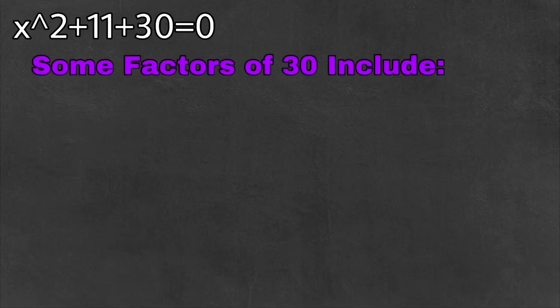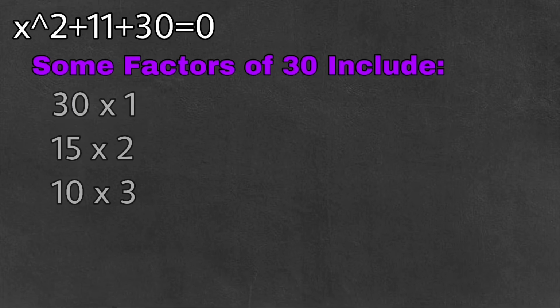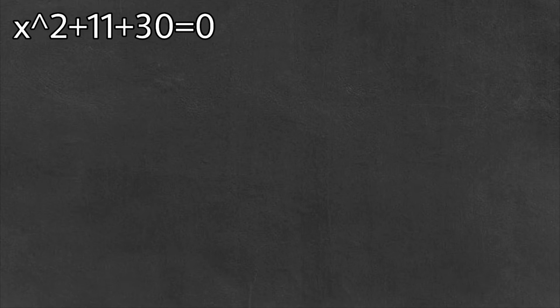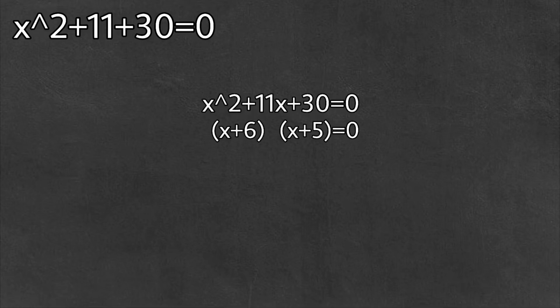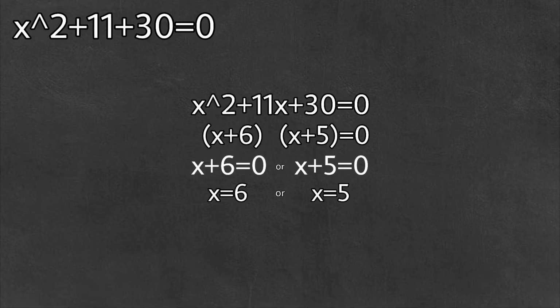Some factors of 30 include 30 times 1, 15 times 2, 10 times 3, and 6 times 5. As you can see, 6 and 5 add up to 11, but can also be multiplied to make 30. So now we just plug them in. In doing so, we have a product that equals 0. Using the zero product property, x plus 6 equals 0, and x plus 5 equals 0. Therefore, x equals negative 6 and x equals negative 5.